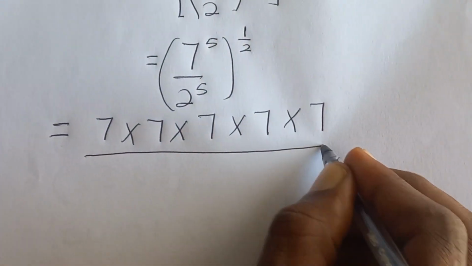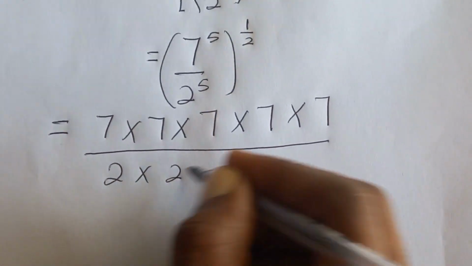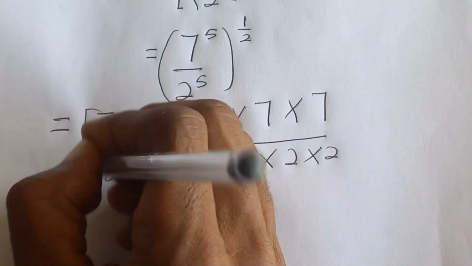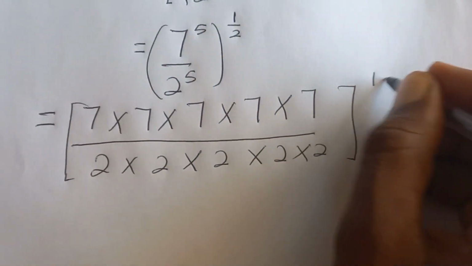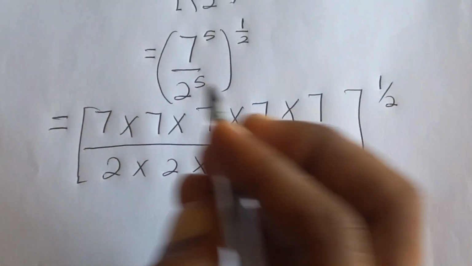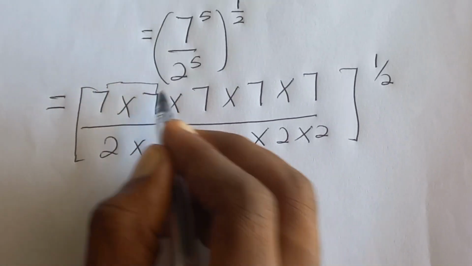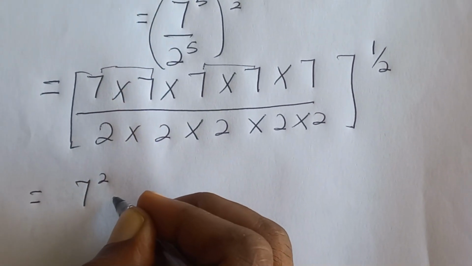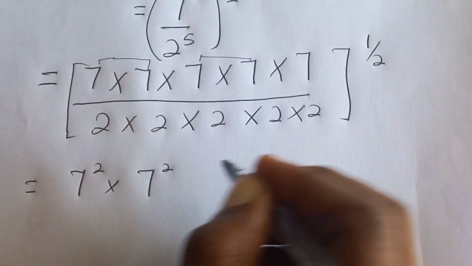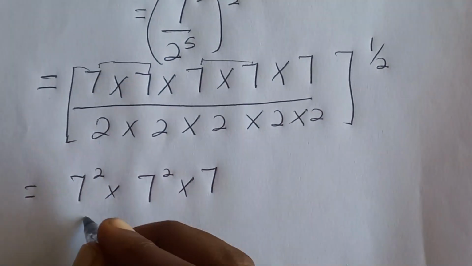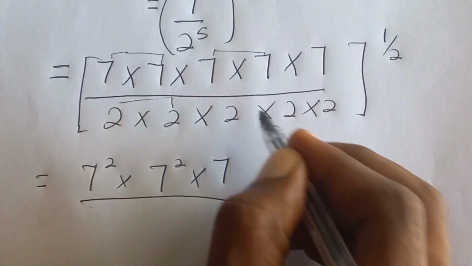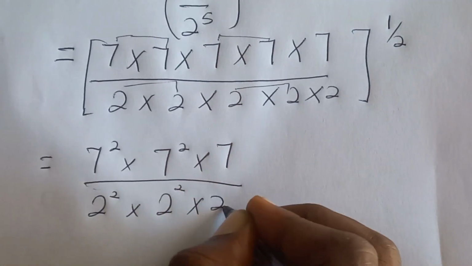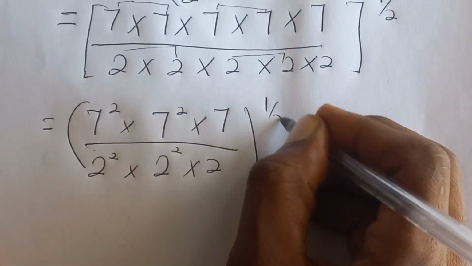on 2 times 2 times 2 times 2 times 2, all to the exponent half. Okay, so we can pair them, which is equal to 7 squared multiplied by 7 squared, then times this 7, on this 2, which is 2 squared multiplied by 2 squared times 2, to the exponent half.